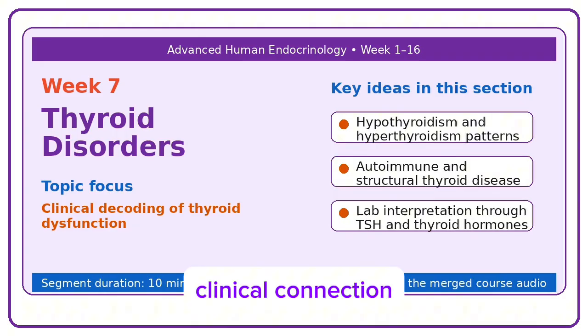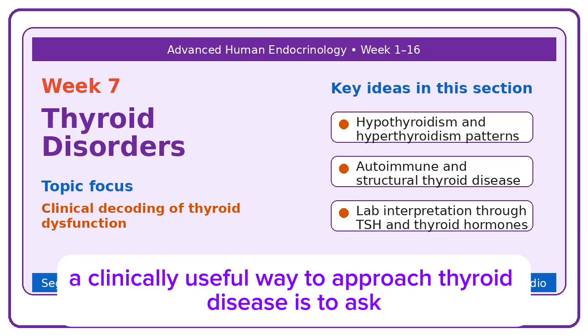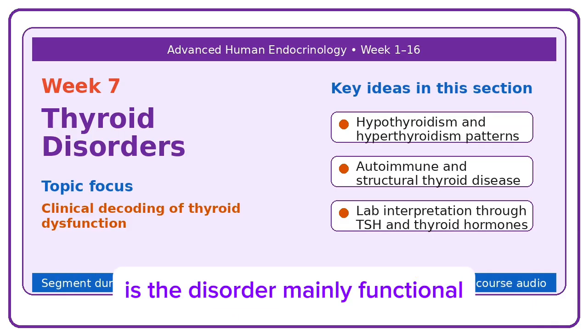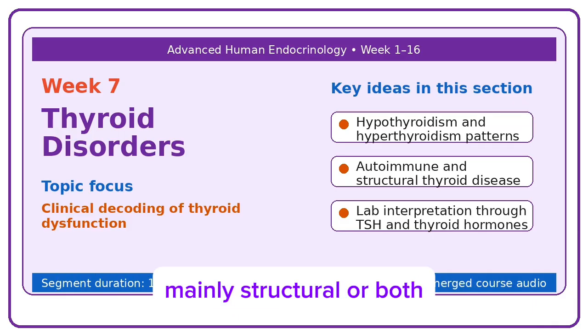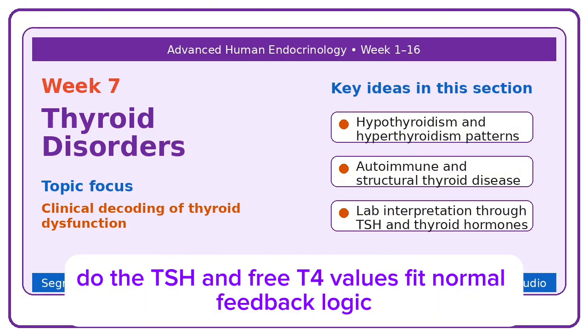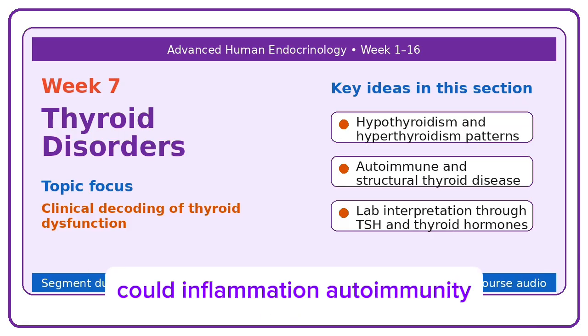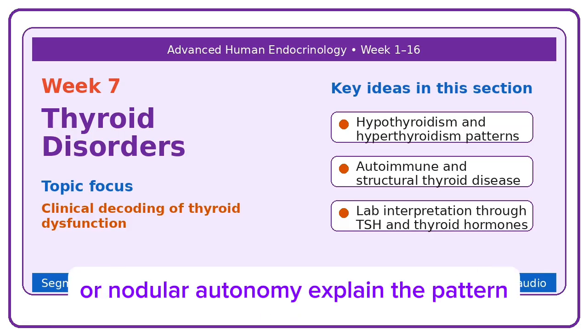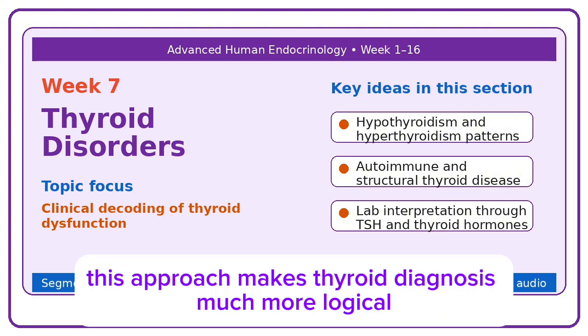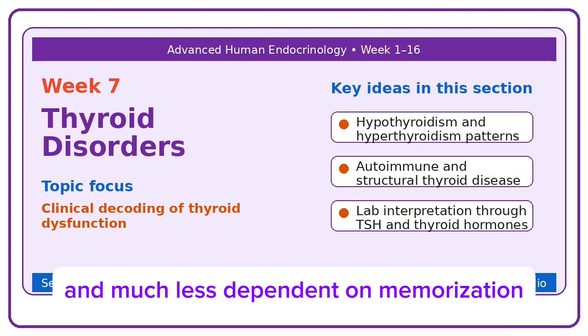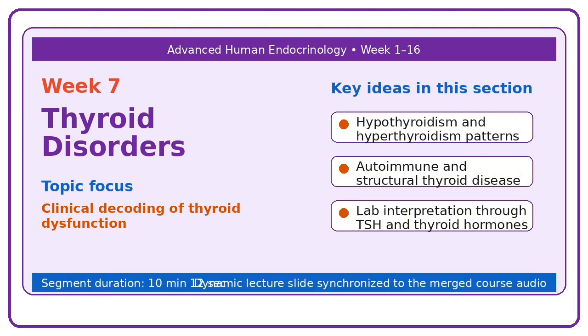Clinical connection. A clinically useful way to approach thyroid disease is to ask, is the disorder mainly functional, mainly structural, or both? Do the TSH and free T4 values fit normal feedback logic? Is the problem a primary thyroid disorder, or is it central? Could inflammation, autoimmunity, or nodular autonomy explain the pattern? This approach makes thyroid diagnosis much more logical and much less dependent on memorization.